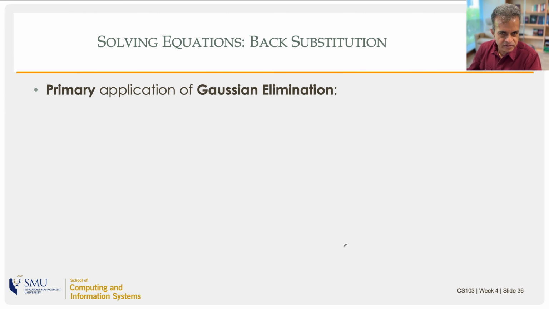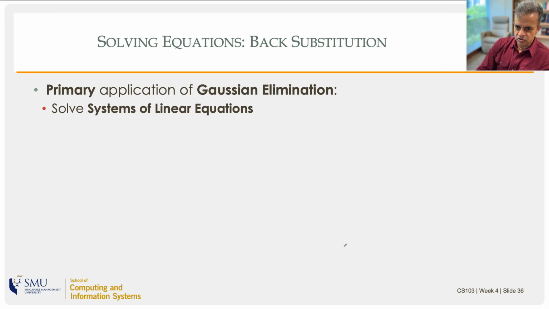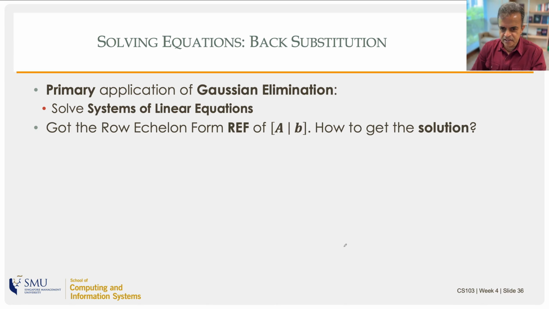Now, one way of solving the equations is to perform row elimination. Then the last equation will look like the last variable can be read off directly, and then you can back substitute. Of course, Gaussian elimination has one of its primary goals as solving of equations. So this is the way you do it. To solve a system of linear equations, get the row echelon form first, but then how do you get the solution? And that process is called back substitution.